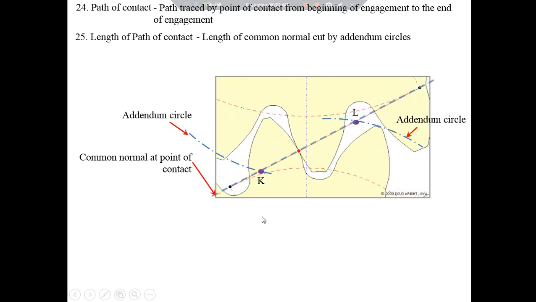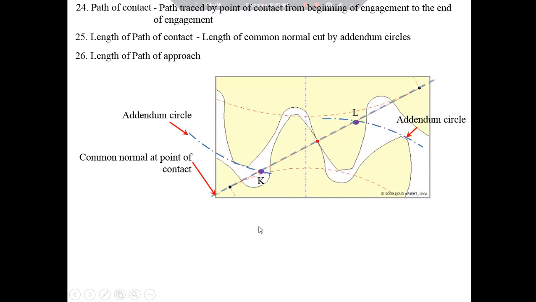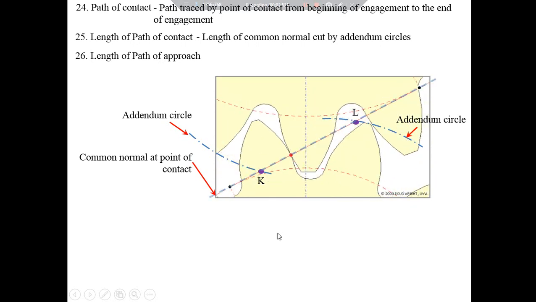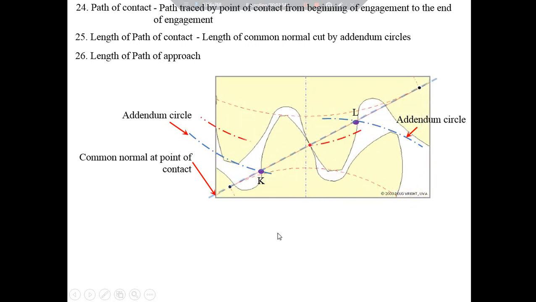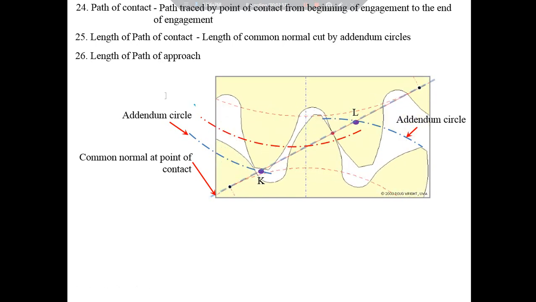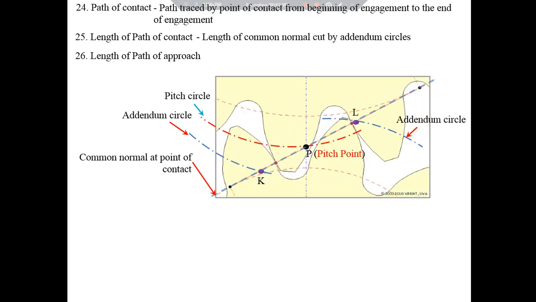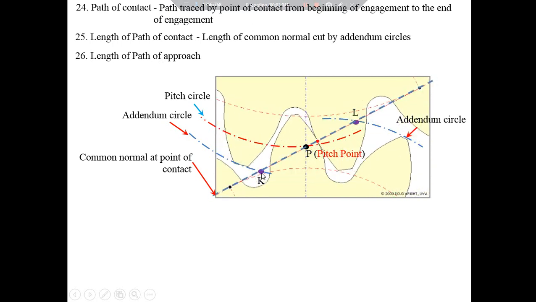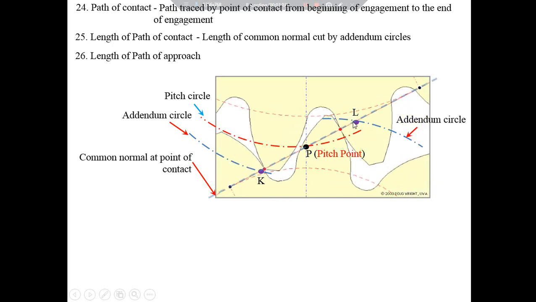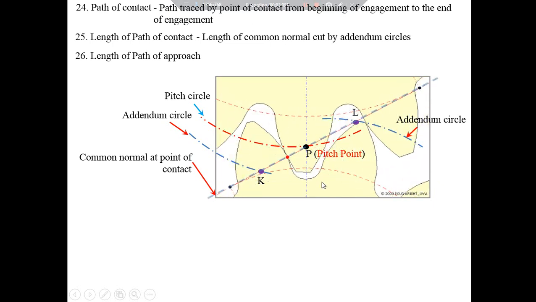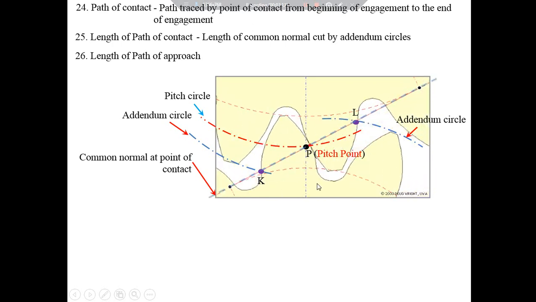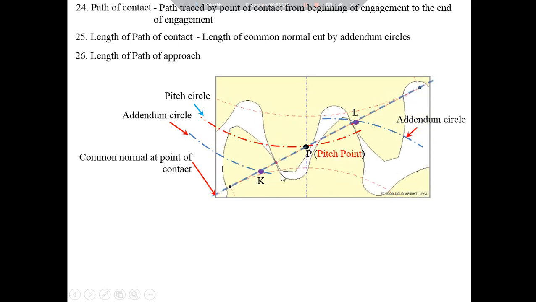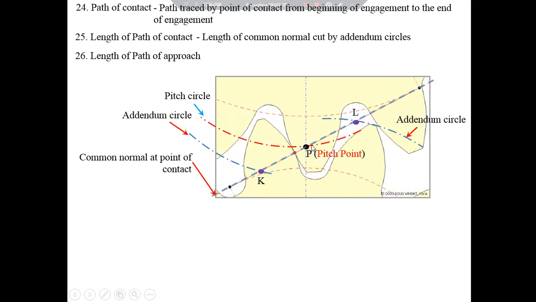Definition number 26, length of path of approach. To define length of path of approach, let's draw pitch circle and show pitch point P like this. The pitch point P once again comes along the common normal between the points K and L. In fact, it divides distance KL, that is length of path of contact, into two portions, KP and PL.